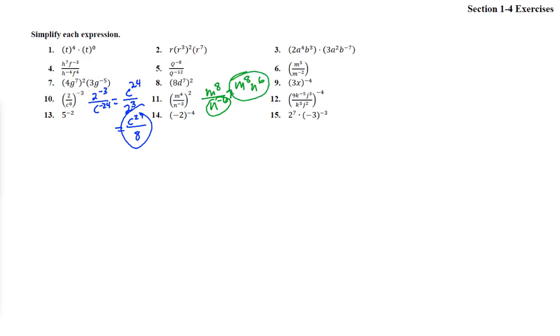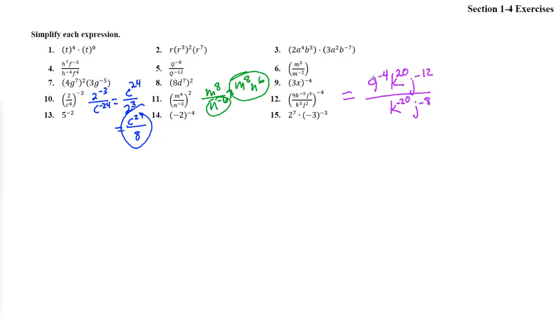All right, number 12. Everything's to the negative 4. Let's write this guy out. 9 to the negative 4. k to the negative 5 to the negative 4. That's to the positive 20th. j to the 3rd to the negative 4th. That's multiplication of negative 12. Over k to the 5th to the negative 4, that's k to the negative 20, and then j squared to the negative 4, that's j to the negative 8 power.